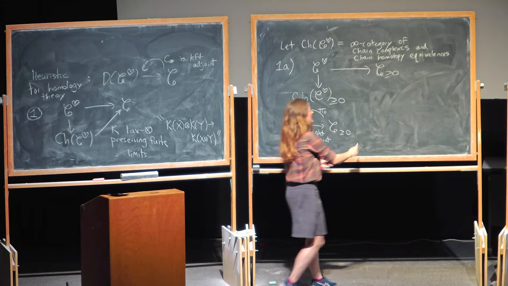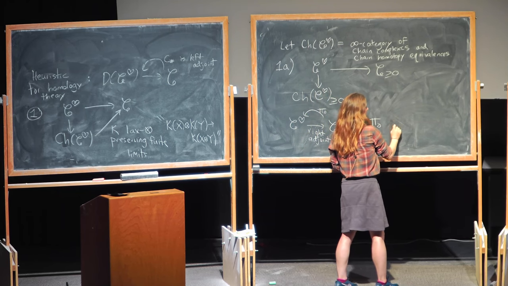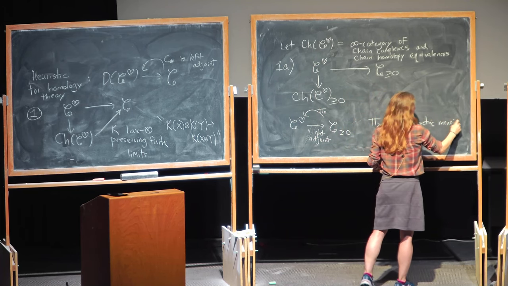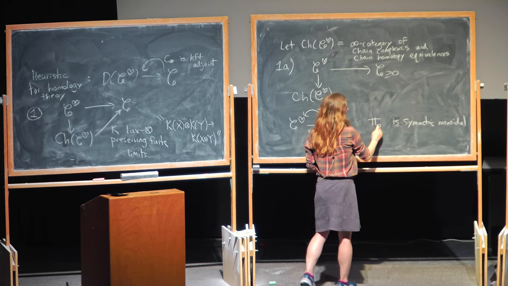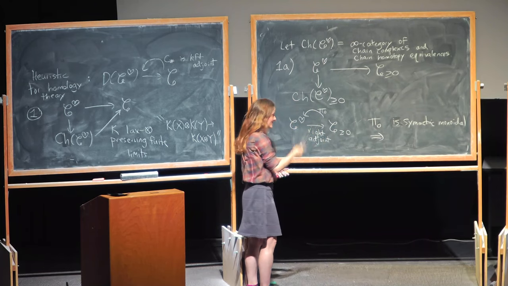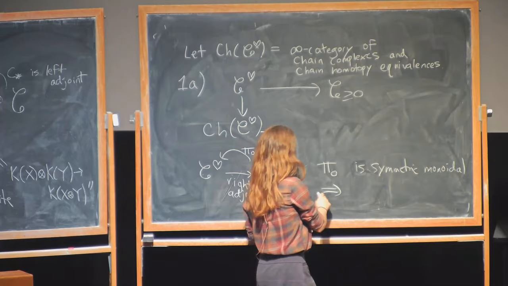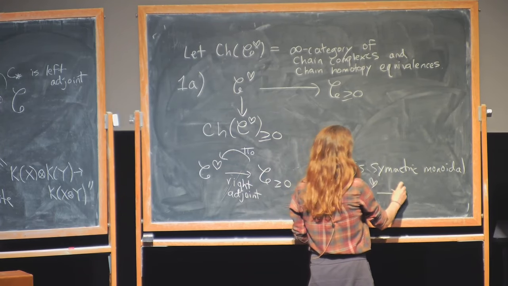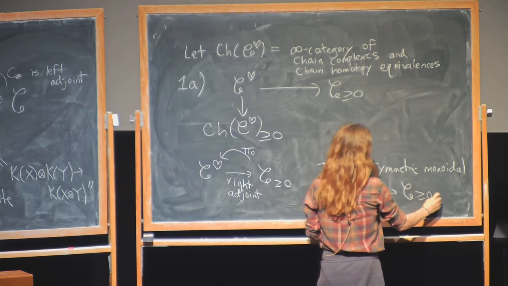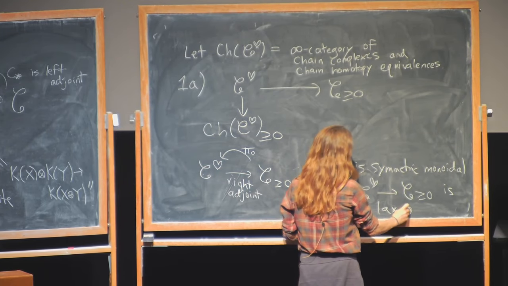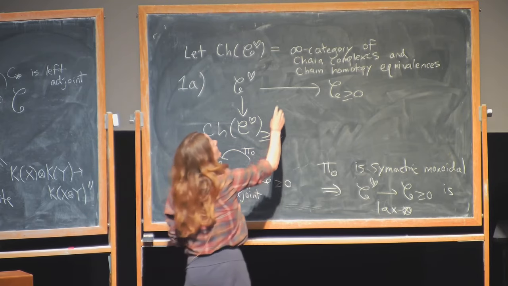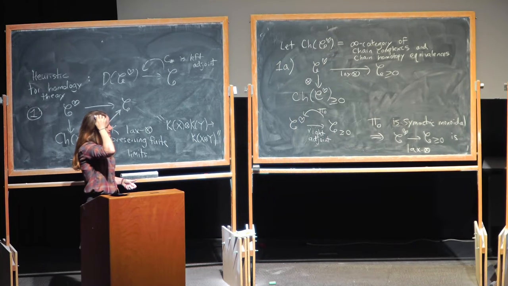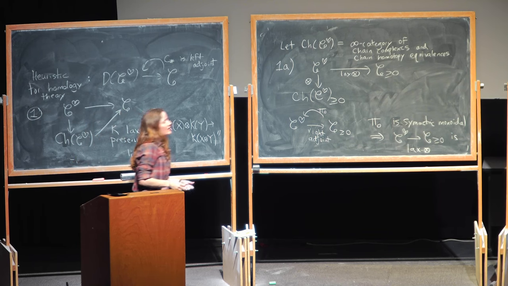So since pi naught is symmetric monoidal, that implies, on the problem session problems, we can check that this inclusion is lax. So we have a lax functor here, and the inclusion of the abelian category into the chain complexes is a tensor functor.